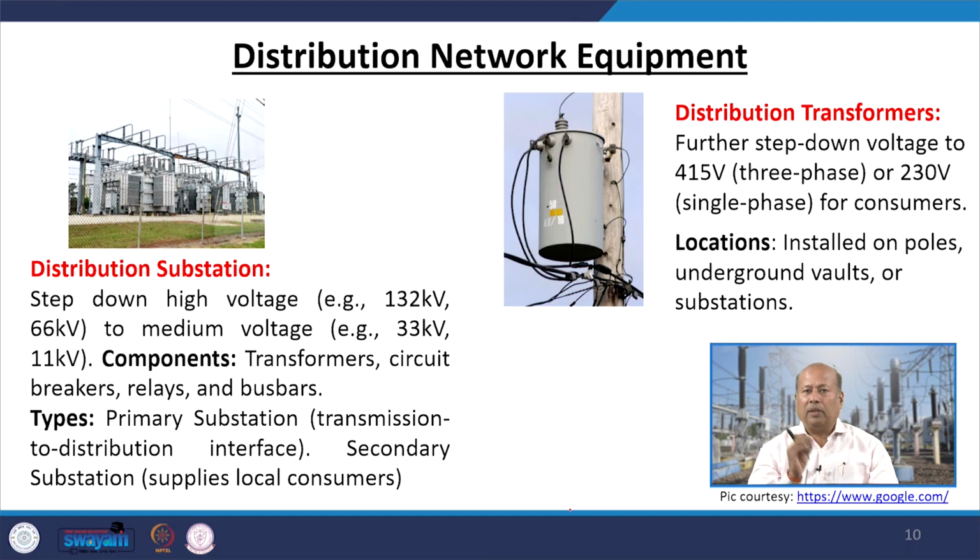Now, one important concept in the distribution system is distribution transformers. They further step down voltage to 415 or 230 volts, or sometimes other values for the consumer requirement, and the step down is possible through a distribution transformer. You might have seen distribution transformers either located at the end of the street or sometimes mounted on the pole itself, installed on poles, underground vaults or substations.